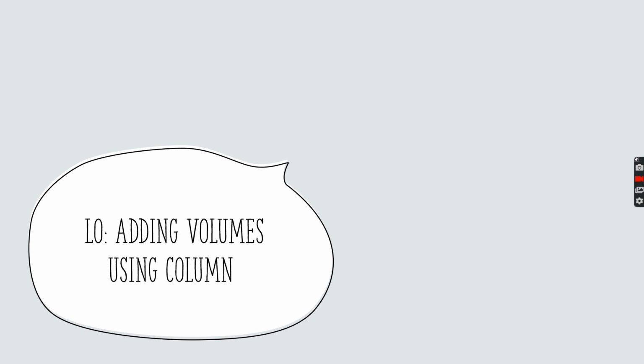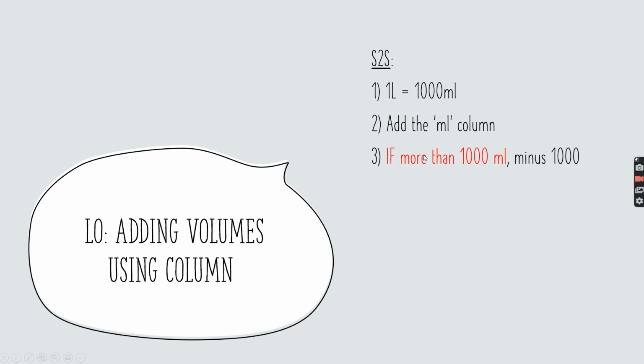So before we end our session today, let's just recap our S2S for today's lesson. So our LO today is adding volumes using column in liters and milliliters. So step 1 would be 1 liter is equal to 1000 milliliter. This you have to bear in mind and you need to know this. Number 2 is add the ml, the milliliters column first. If and only if more than 1000 milliliter, then we need to minus 1000. And then we're going to bring the 1 liter up to the liters column, and then we're going to add all the numbers in the L column, which is the liters column.